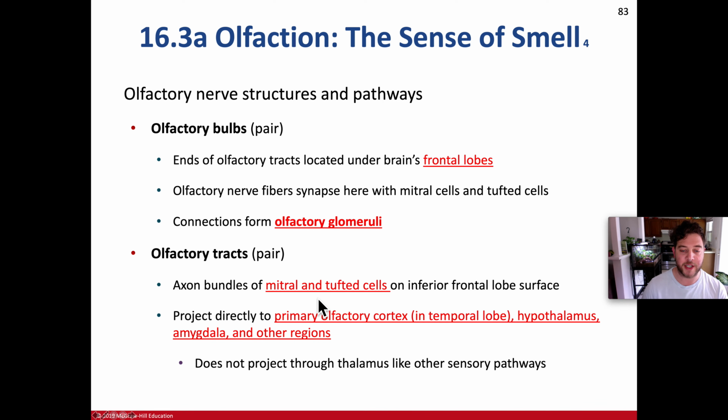Your olfactory tracts, again, you have pairs of them. They're axon bundles of mitral and tufted cells on the inferior frontal lobe surface. So inferior frontal lobe surface, still in the same place. And they project directly to the primary olfactory cortex in the temporal lobe, the hypothalamus, the amygdala, and other regions, not through the thalamus like other sensory pathways. Remember, it's going to all these different places because smell is triggering a lot of different things. It's talking about fear. It's talking about memory. So smell brings up a lot of nervous structures for us. There's a lot of CNS structures. And so these olfactory tracts extend directly into all these different areas.